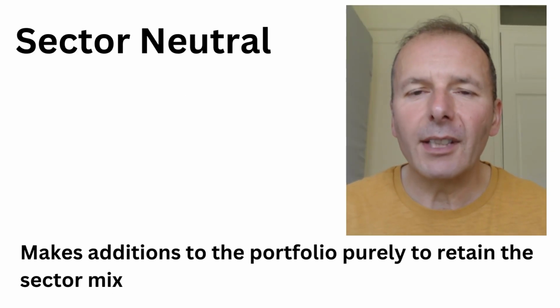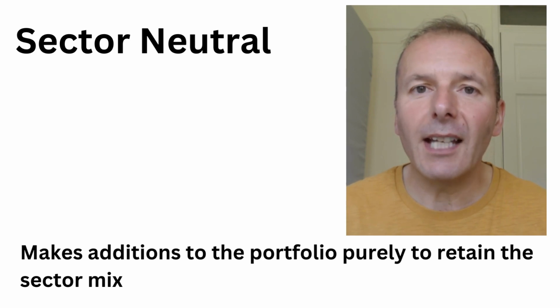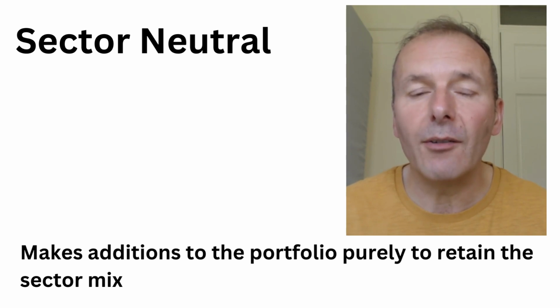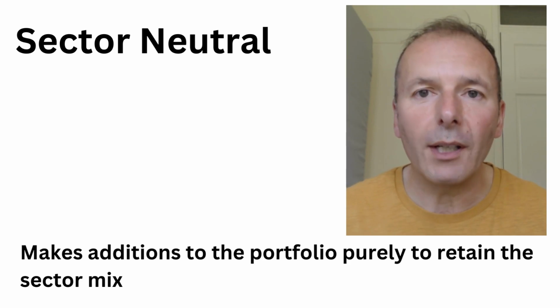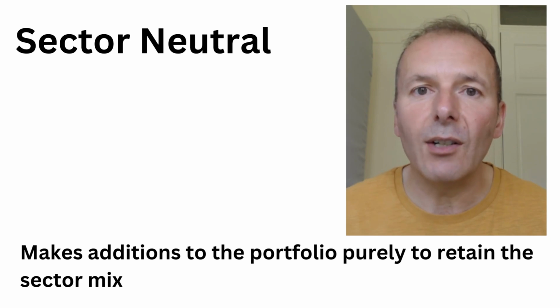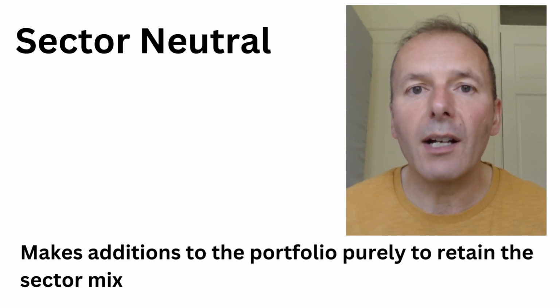Some ETFs are sector neutral, and that means that they mimic the sector allocation of a global tracker or maybe the S&P 500. The problem with this approach is that the ETF is including companies purely to maintain this sector mix, even though they don't best meet the criteria that the ETF has, such as quality or paying dividends. The plus side of being sector neutral is that you won't deviate too much from the underlying index.